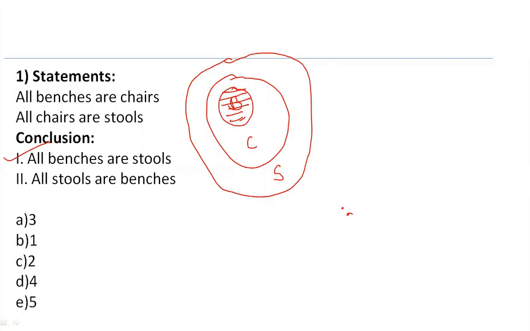Next, the second one: all the stools are benches. What is the meaning of all the stools are benches, guys? If you have a conclusion as all the stools are benches, the stools circle should lie completely inside the benches circle. Can you see the stool circle inside the benches circle in the diagram? No. So this conclusion is not true. Only conclusion 1 is true, so conclusion 1 follows. 1 is given for B, so the answer is option B.